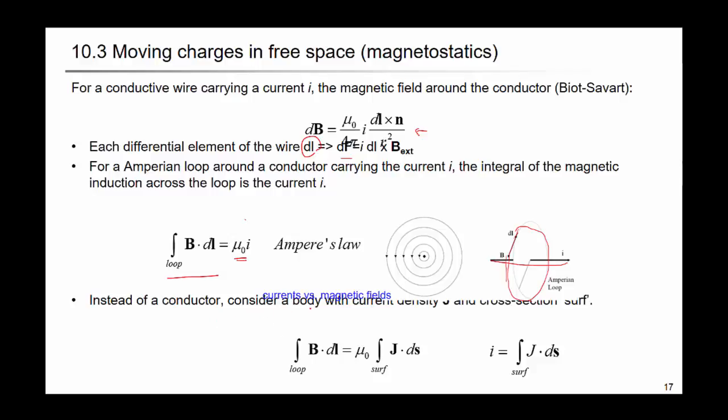Instead of the conductor, consider a body with a current density, then you can substitute the electric current with the current density J.